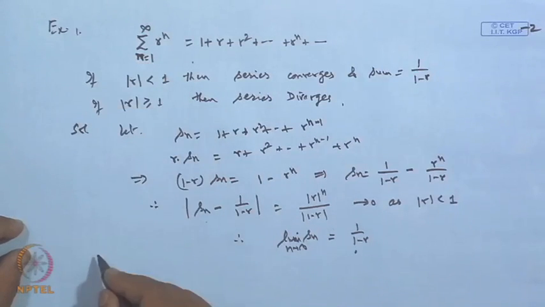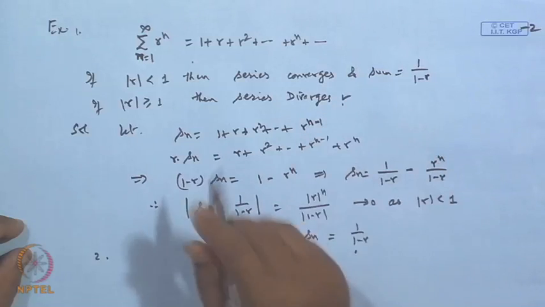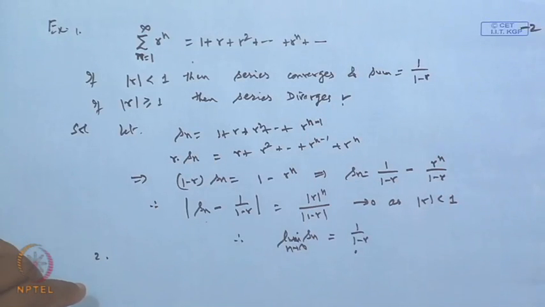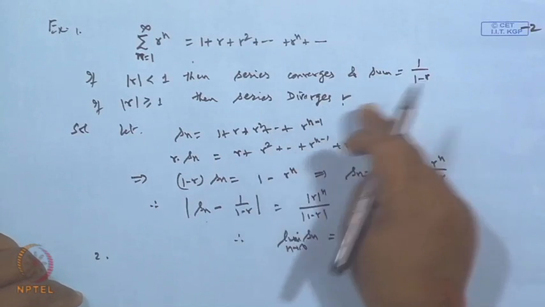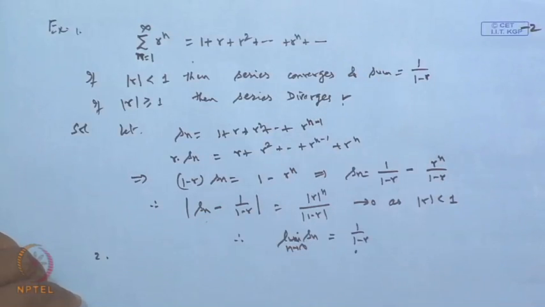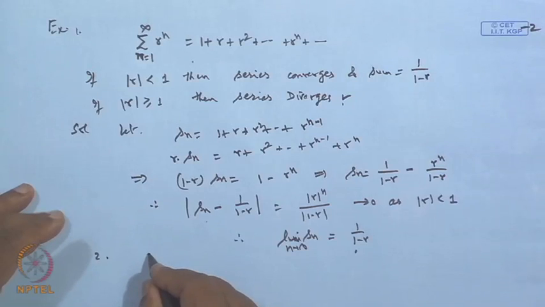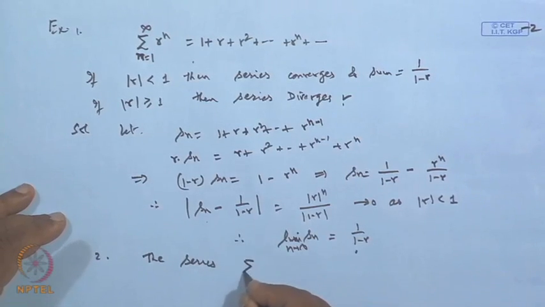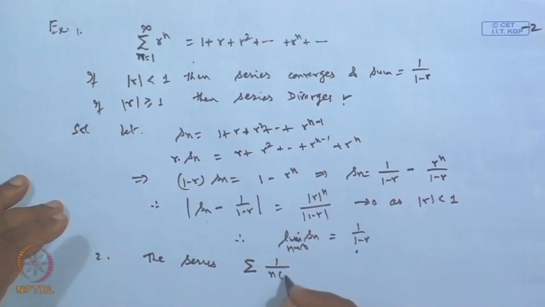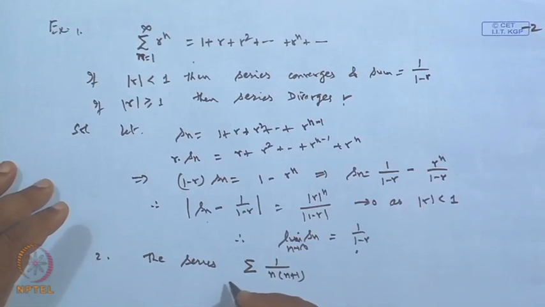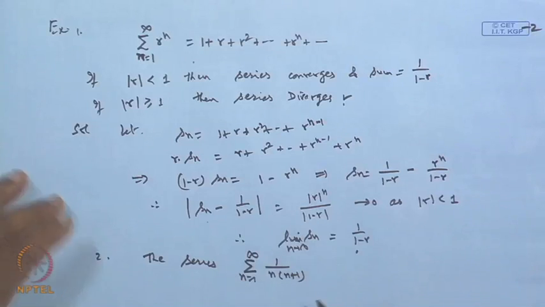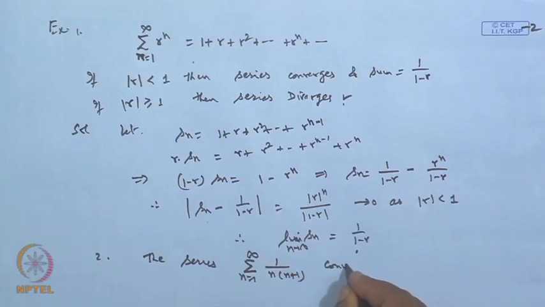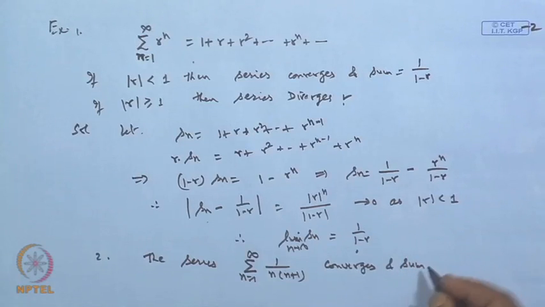Similarly, for another example, this part we will take up after going through the further tests, then automatically by the p-th test it will diverge. And then let us take this series, sigma 1 over n into n plus 1, n is 1 to infinity. We claim this converges and the sum is 1.